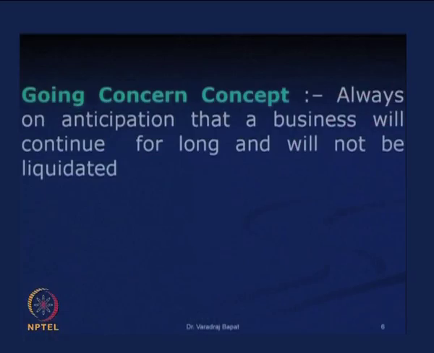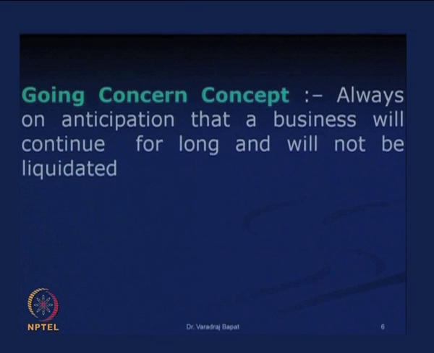The same way, it can be the other way around. Let us assume I purchase land at 1 crore. Now the market is booming and the land price has become 1.5 crores. Still in my books of account, I continue to show the land at 1 crore only. This happens because of the cost concept. Next is known as the going concern concept.